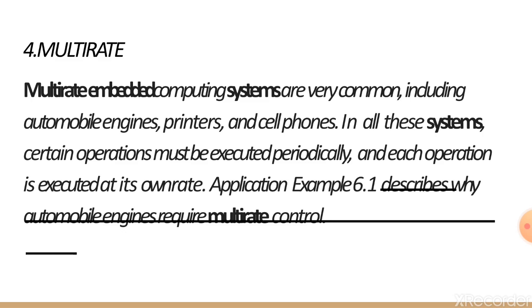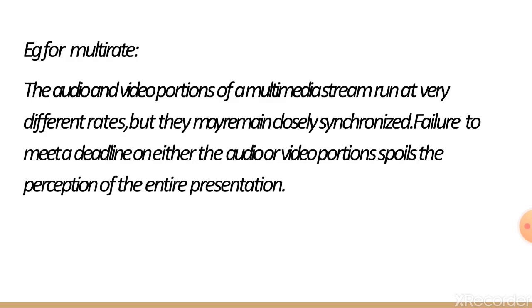So some real-time activities should be going on in parallel, and at the same time some other work has to take place. As an example of multi-rate, the audio and video portions of a multimedia stream run at very different rates, but they may remain closely synchronized. Failure to meet a deadline on either the audio or video portion spoils the perception of the entire presentation. This is an example of multi-rate.